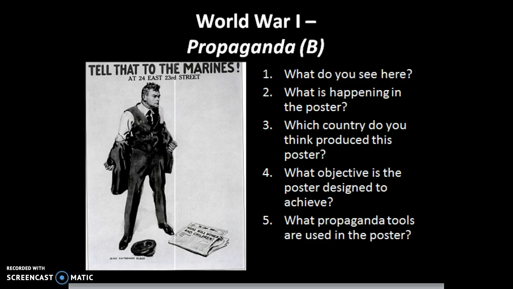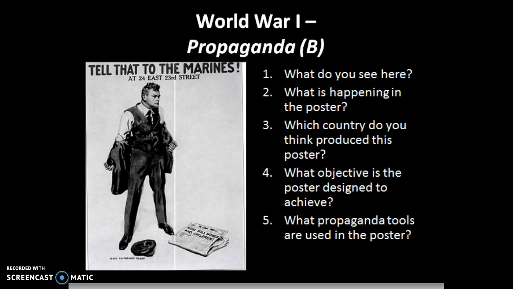Here's another poster. You can look at it. This is from the United States. There's a newspaper on the ground that says "Huns kill women and children!" And the word Huns was a derogatory term for Germans, so that's a tool right there. You can see this guy's ripping his coat off as if he's angry, and the look on his face is such that it looks like he's ready to throw his coat down and start fighting right away.